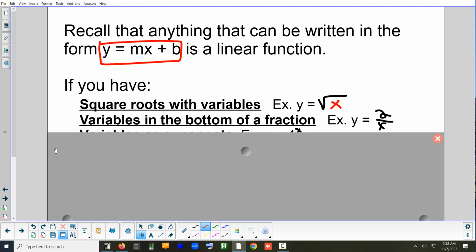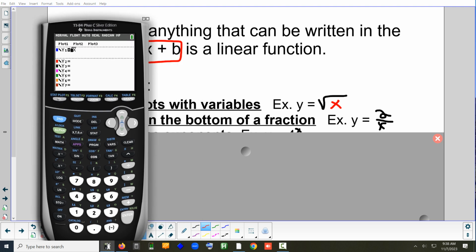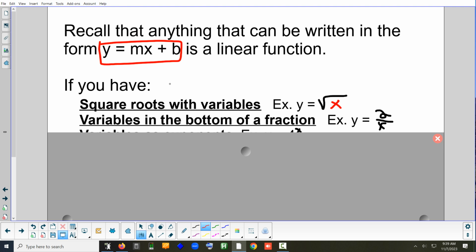If you have a variable in the bottom of a fraction, let me type that one in. 2 divided by x. What do you think of that? Linear or nonlinear? Definitely nonlinear. It's not a line at all. So if you put a variable in the bottom of a fraction, that's not going to work. Yeah, I'm making a list of things that don't work.